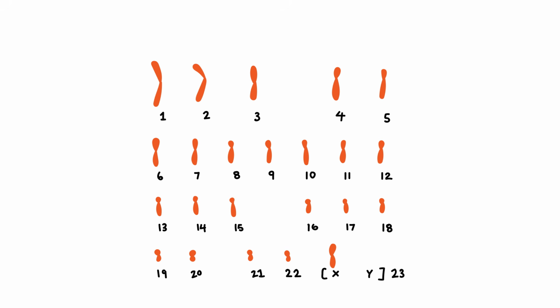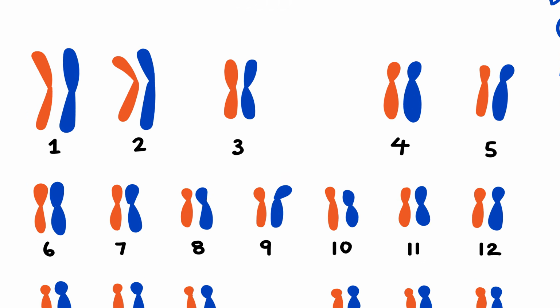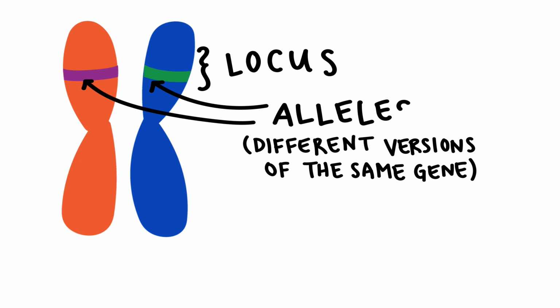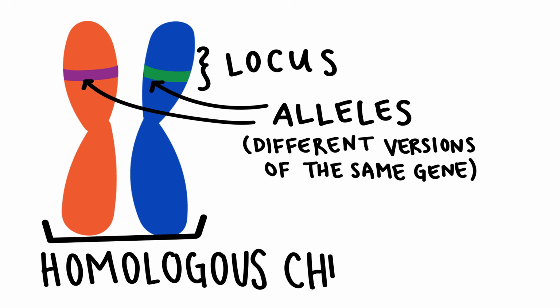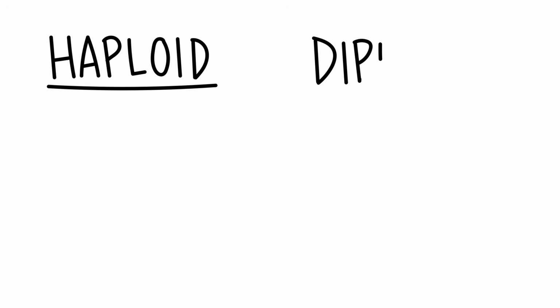You receive one set of 23 chromosomes from your mom and one set of 23 chromosomes from your dad. These chromosomes contain very similar sequences of DNA, but have different versions of the same gene located in the same spot, or locus, on the DNA. We call these different versions of the same genes alleles. Also, because these chromosomes are very similar but don't contain identical DNA sequences, we call them homologous chromosomes. Same, homo, relation, logos. In sum, there are two types of cells in humans and many eukaryotes, haploid and diploid.